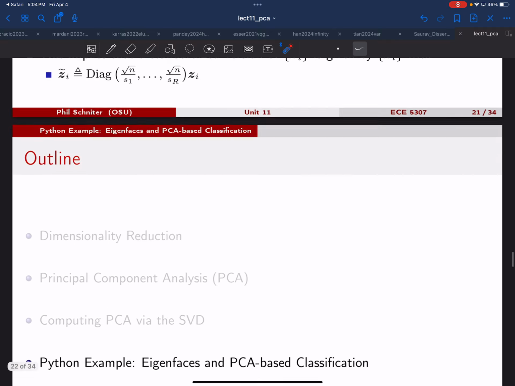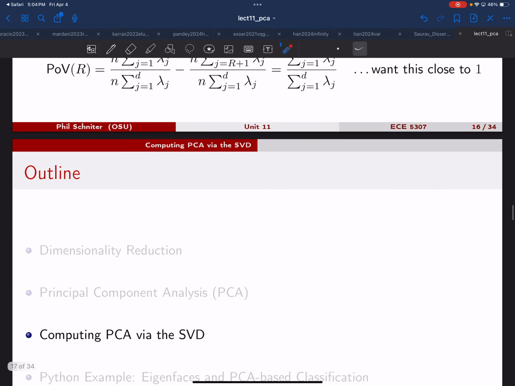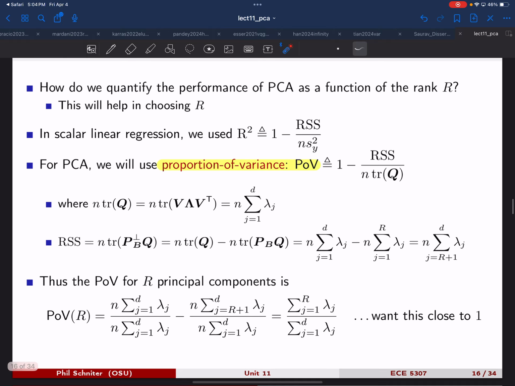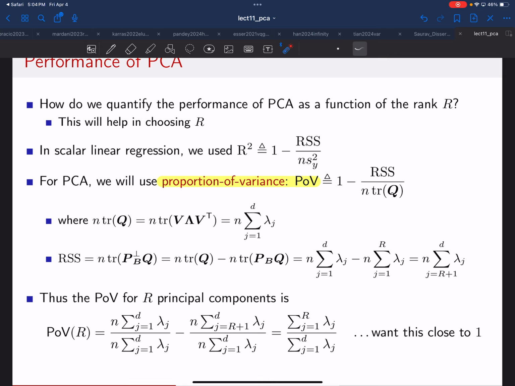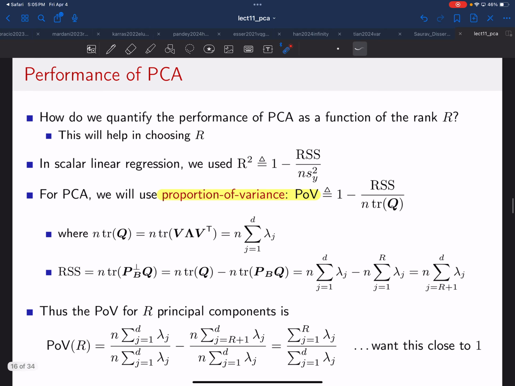Okay, so we'll leave the fun stuff for next week. We'll show some nice applications of this to modeling face data. But any last questions on PCA?